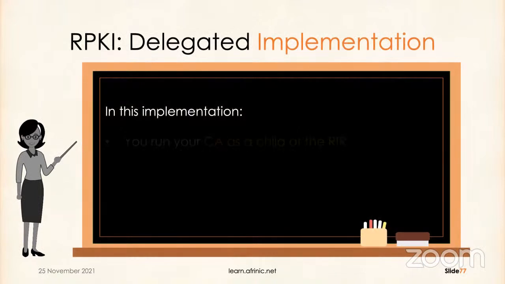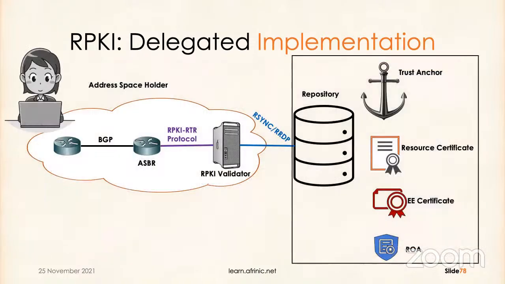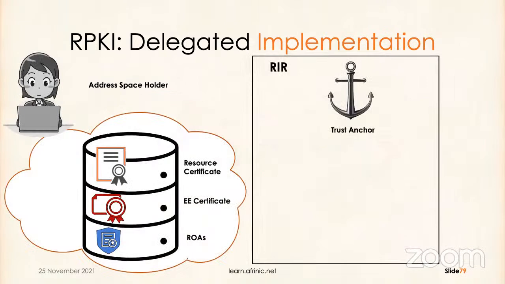Now, for the delegated implementation, remember that graphic again about the way the RIRs allocate resources from the RIR to the NIR and subsequently to the LIRs and then the smaller ISPs. So you run your CA as a child of the RIR. You have your own root certificate basically in your own organization, but it still has to be signed by the trust anchor or the root certificate from your RIR. You keep all your signed objects, or you can contract a third party to do them for you if you need that. Looking at the graphic again, it's just like this. Basically you have all the resources, you're hosting them.